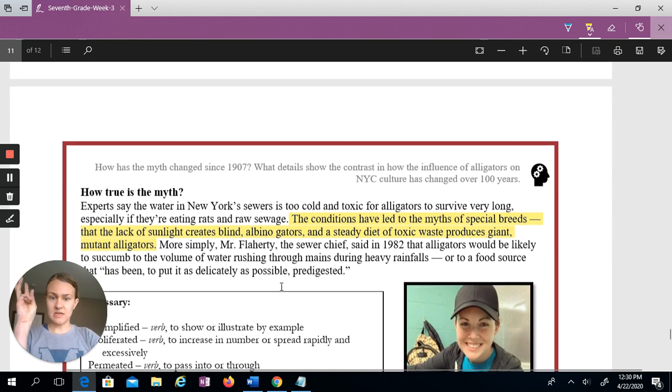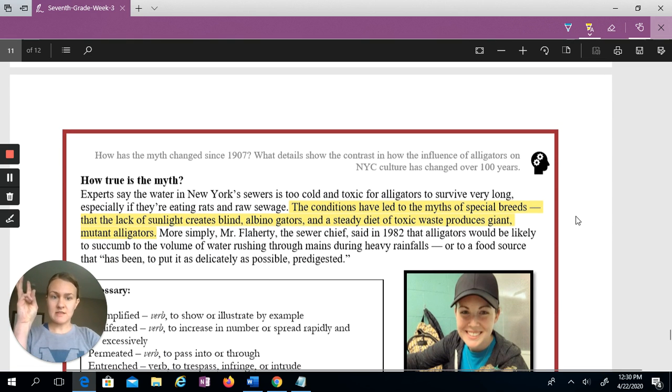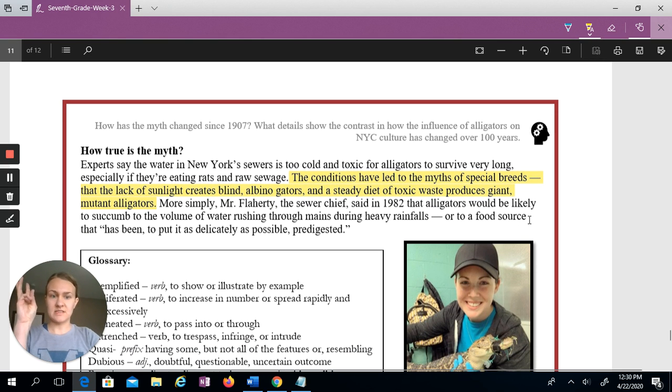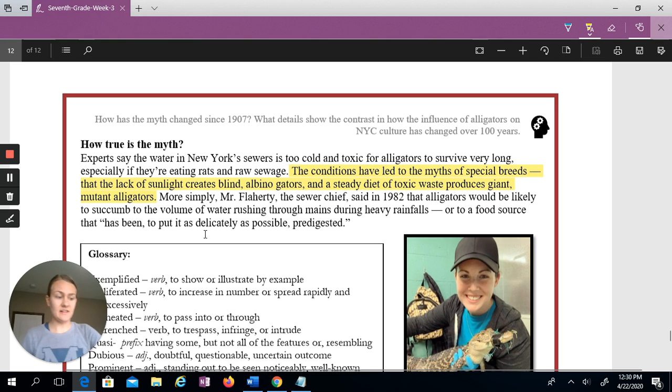Okay, and then go down here. The conditions have led to the myths of special breeds. The lack of sunlight creates blind albino alligators, and the steady diet of toxic waste produces giant alligators. Right, their size. It's all exaggerated. See how it develops.